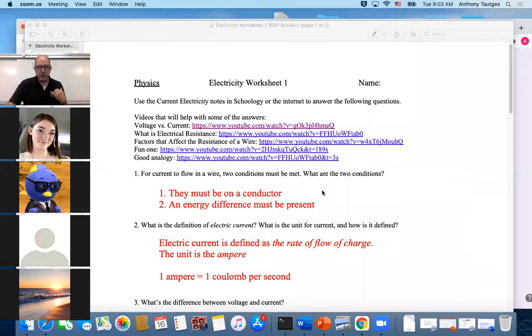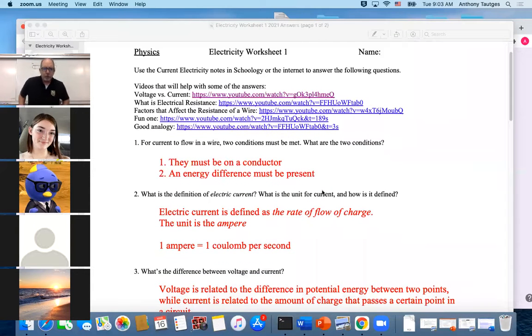Okay, let's go on. What's next? Definition of electric current. The unit for current is defined as the rate of flow of charge. The unit is the ampere, and it was defined in the early 1800s to be a coulomb per second, a coulomb of charge per second.